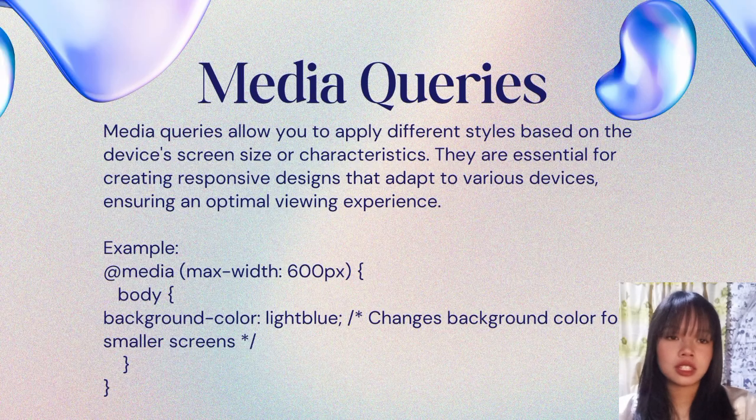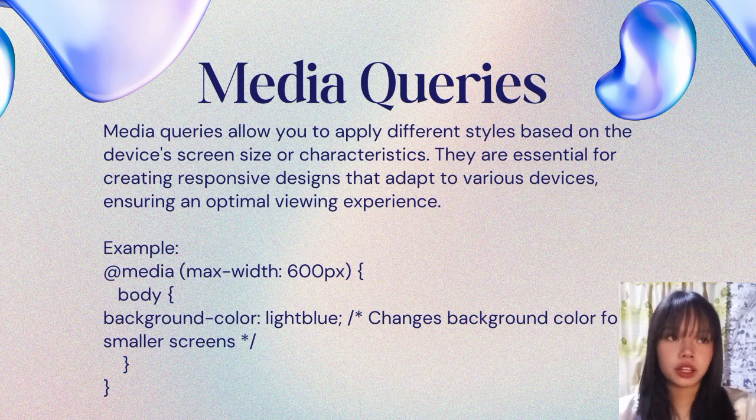So next and the last one is media queries. Media queries allow you to apply different styles based on the device screen size and characteristics. They are essential for creating responsive designs that adapt to various devices, ensuring an optimal viewing experience. Here is an example: with a media max width, the background color changes on a smaller screen.